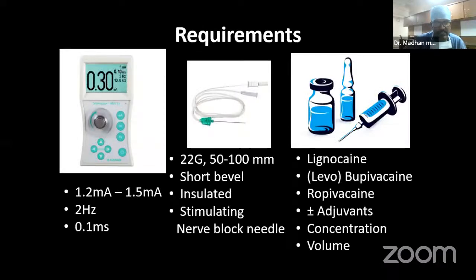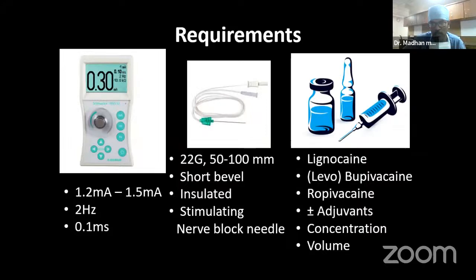Coming on to the requirements, you need a peripheral nerve stimulator with the initial setting of 1.2 to 1.5 milliampere current, a frequency of 2 Hz, and a pulse width of 0.1 millisecond. For the needle, we use a 22 gauge, 50 to 100 millimeter short bevel insulated stimulating nerve block needle, depending upon the build of the patient.